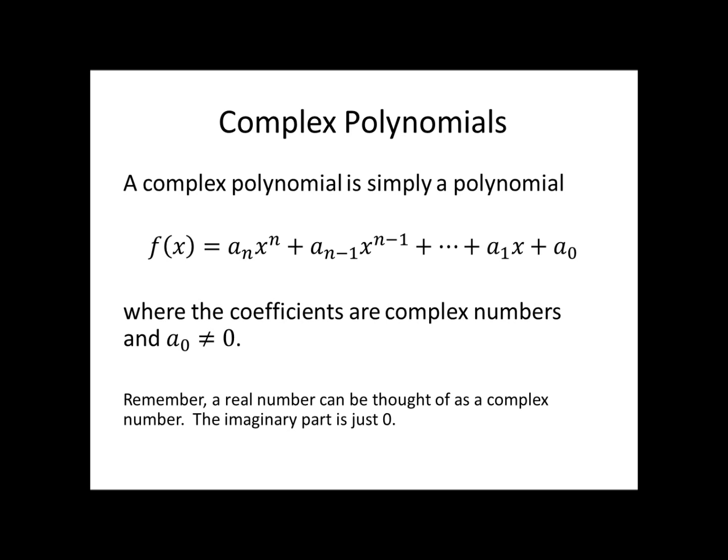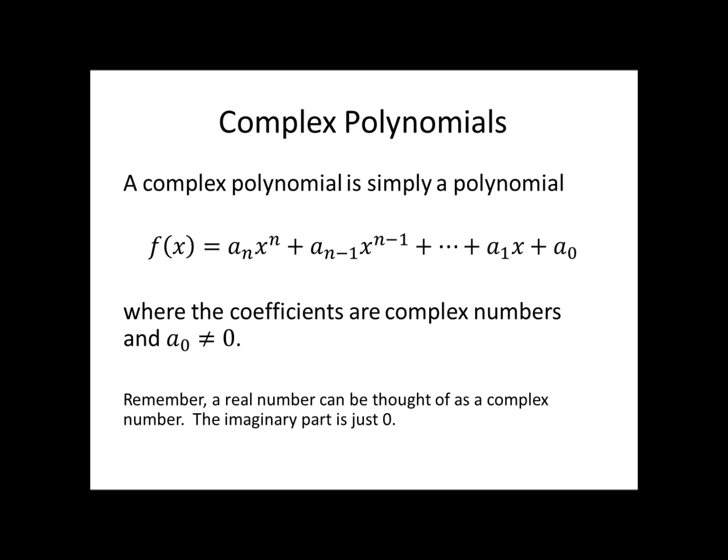Now, we could think of absolutely every single polynomial that we've worked with as a complex polynomial because a real number can be thought of as a complex number. It's just that the imaginary part is zero. So everything that we've learned up to this point still works perfectly. As a matter of fact, we're just really adding to what we already know.